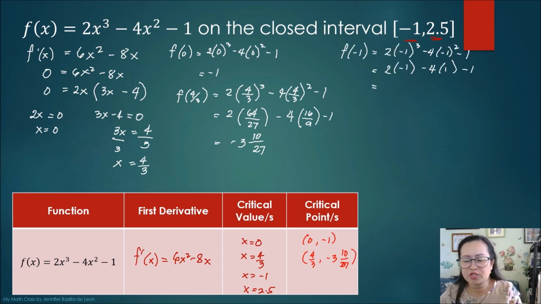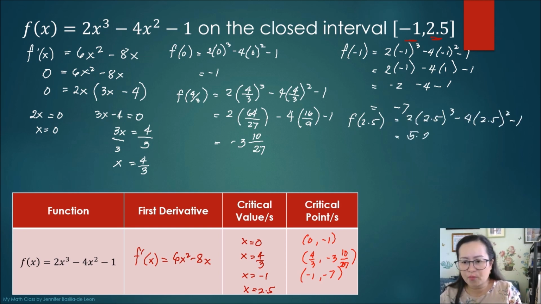We will have 2 times -1 cubed minus 4 times 1 minus 1. So simplifying, we will have -2 minus 4 minus 1. Simplifying that, we will have -7. So the critical point would be (-1, -7). Now, what if we have x equals 2.5? Okay, using our scientific calculator, we will have 5.25.